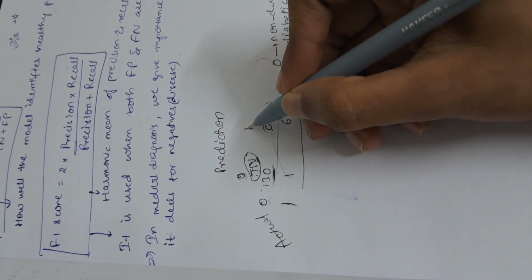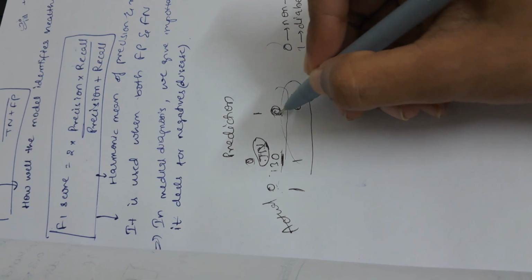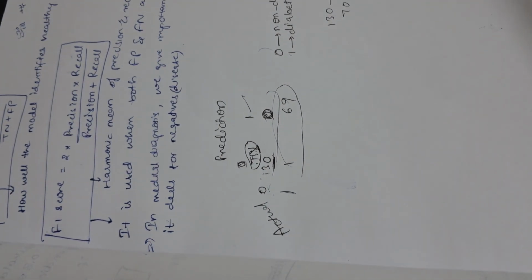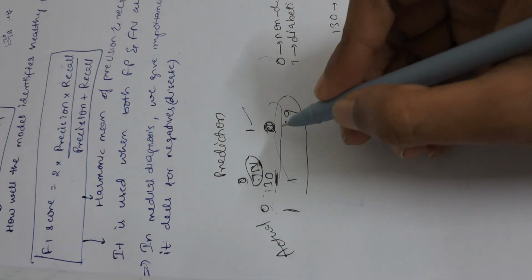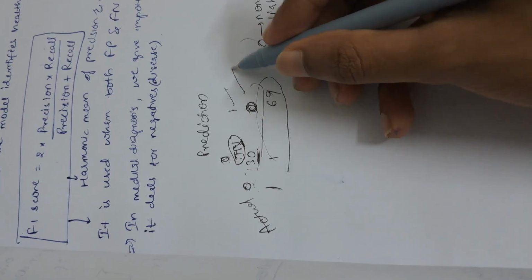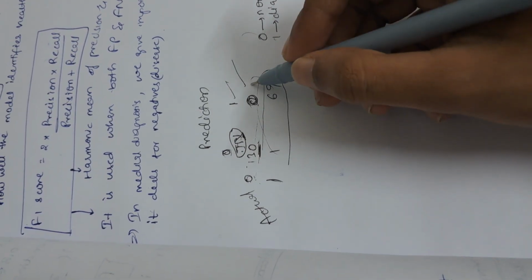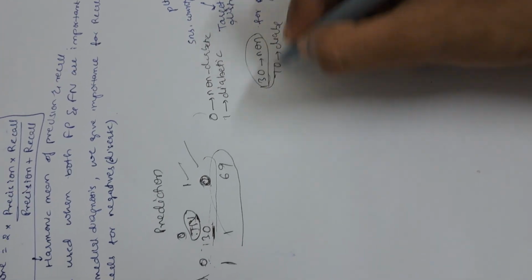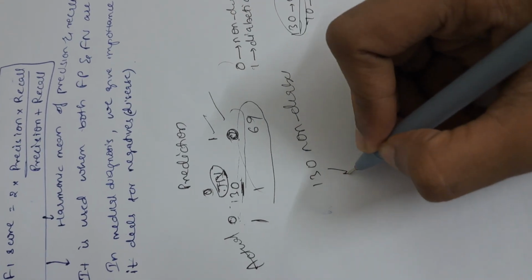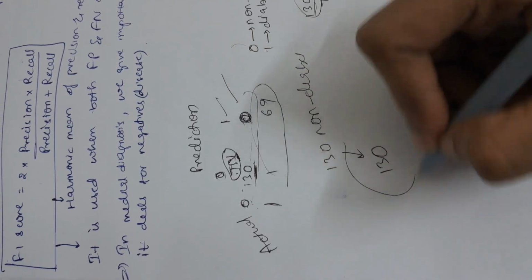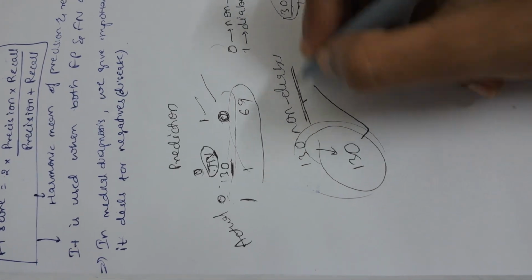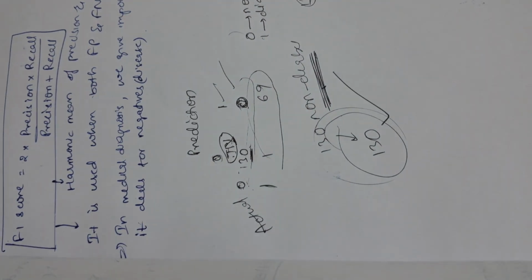Here, you have predicted 0 patients as diabetic in this data. Actually, no one. Correct. Out of these 130 non-diabetic patients, you have predicted all 130 correctly as non-diabetic. Good. Perfect.